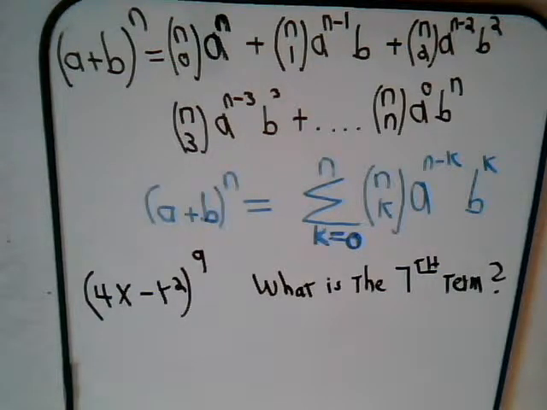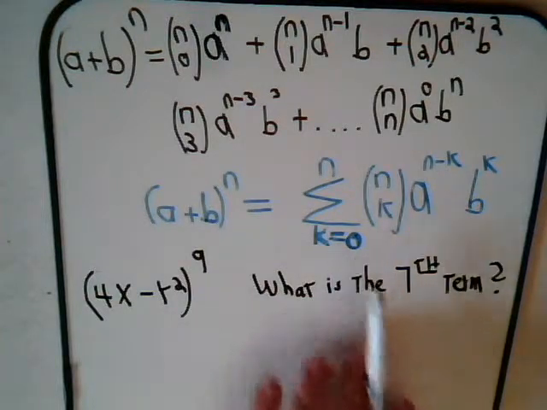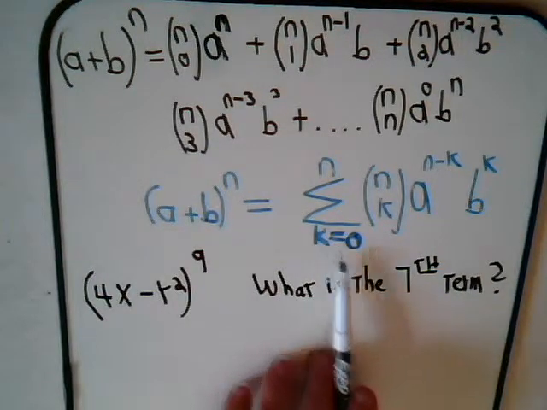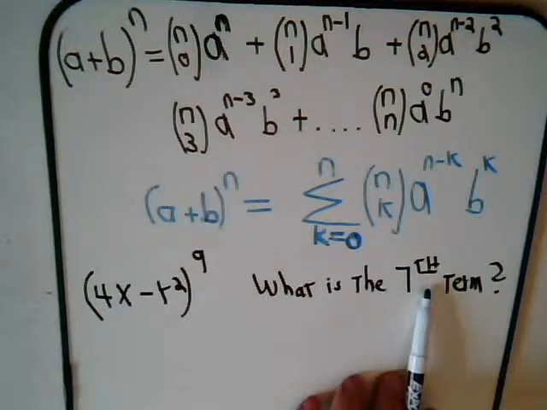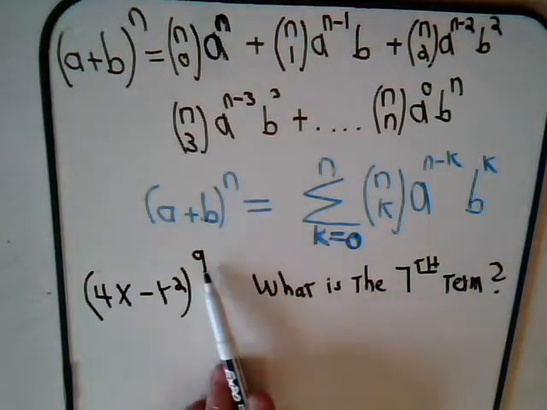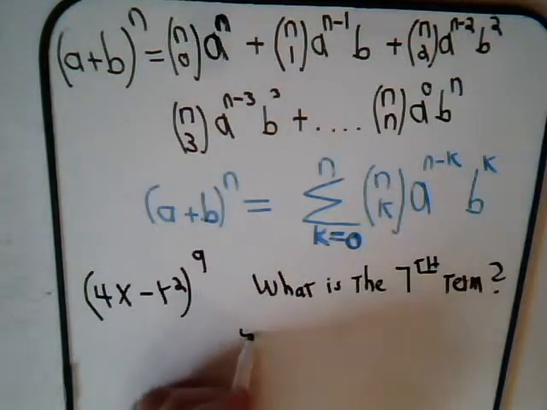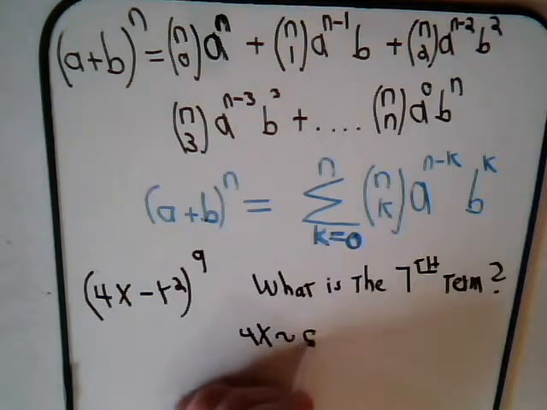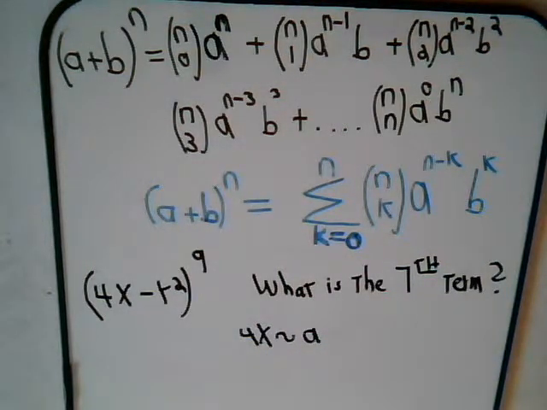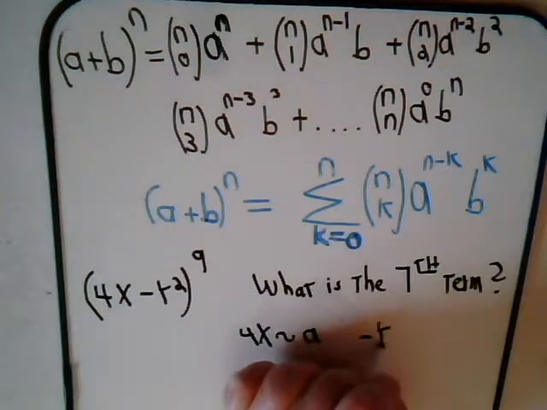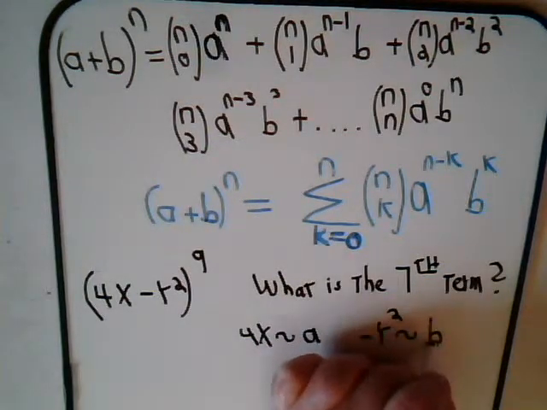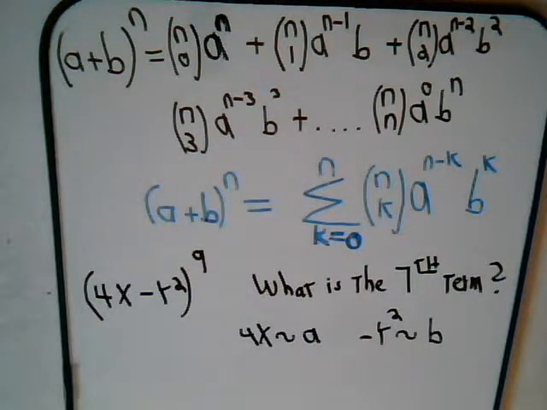Well, we don't have to do that, of course. We just look at the formula here. Notice now that when we start multiplying, if you will, well, instead of multiplying it out, if we use our formula here, k starts out at 0. So for the 7th term, k will have a value of 1. And obviously n is equal to 9. 4x, that corresponds to the a term, minus y squared, that corresponds to the b term.